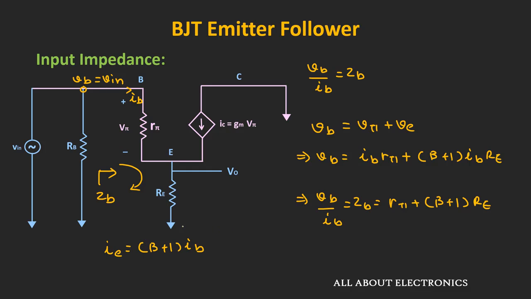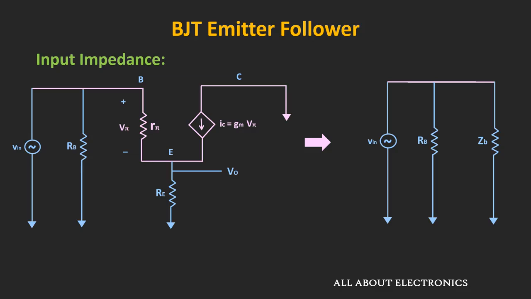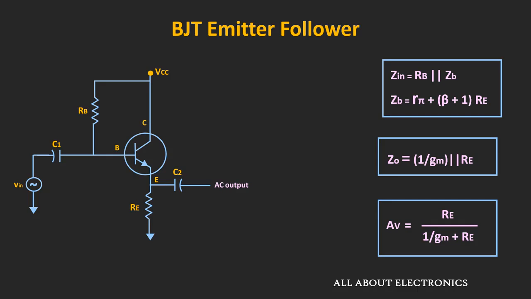That means now the circuit which is on the right hand side of this resistor RB can be represented by this impedance ZB. So if we see the equivalent circuit, then it will look like this. That means now the equivalent impedance which is seen through the input side, that is this impedance, is the parallel combination of RB and ZB. That means this input impedance is equal to RB parallel ZB. So in this way, we can find the expression of the input impedance. So these are the expressions of the input impedance, the output impedance, and the voltage gain for this emitter follower.